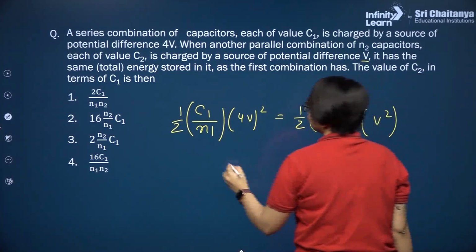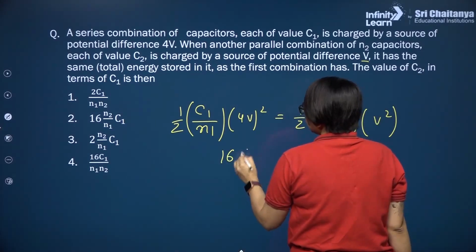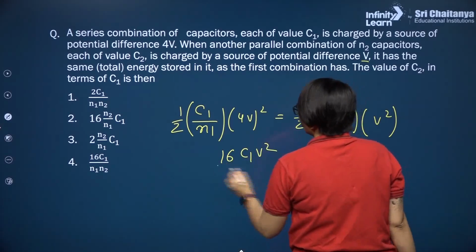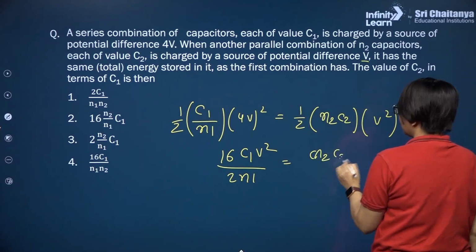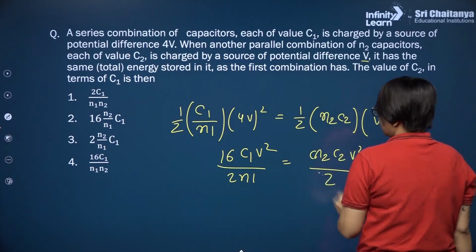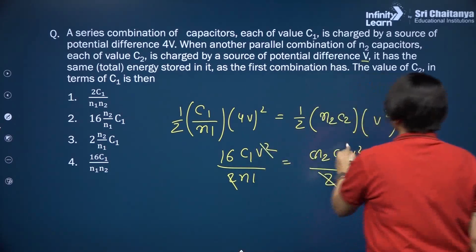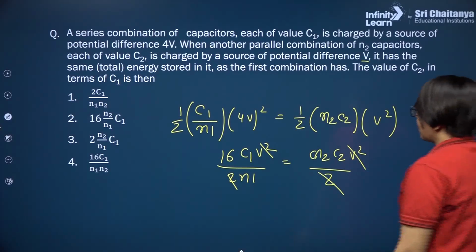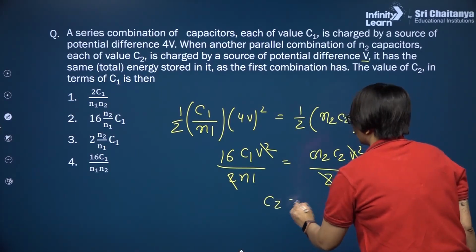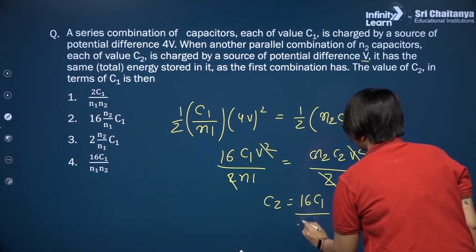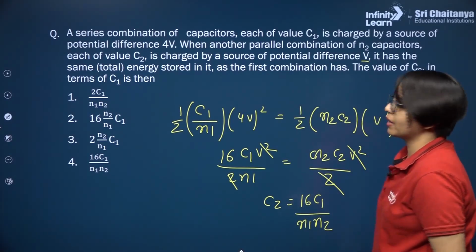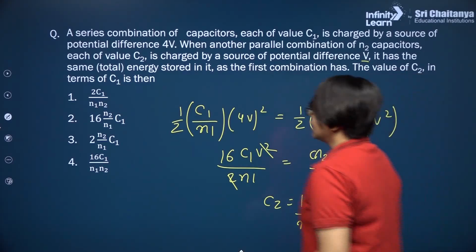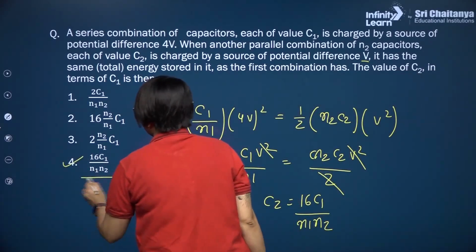So this is what? 16C1 V square upon 2N1 is equal to N2C2 V square upon 2. 2 cancels, V square cancels. So we have C2 as 16C1 divided by N1 N2. C2 as 16C1 divided by N1 N2. So the correct answer is option 4.